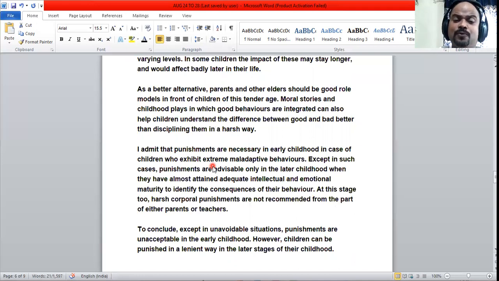Except in such cases, punishments are advisable only in the later childhood when they have almost attained adequate intellectual and emotional maturity to identify the consequences of their behavior. If they can identify the consequences of their behavior, it means the result of what they do. If they have the cognitive ability to understand what exactly is the after effect of this particular behavior, then they can be given punishments. Till then you cannot punish them.